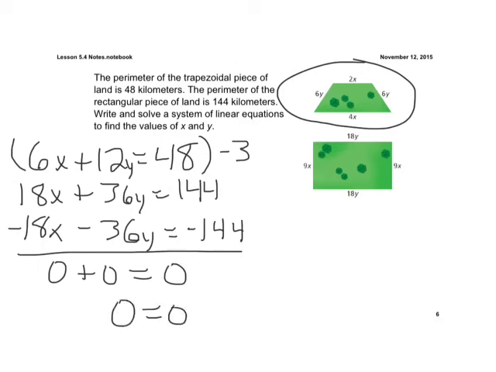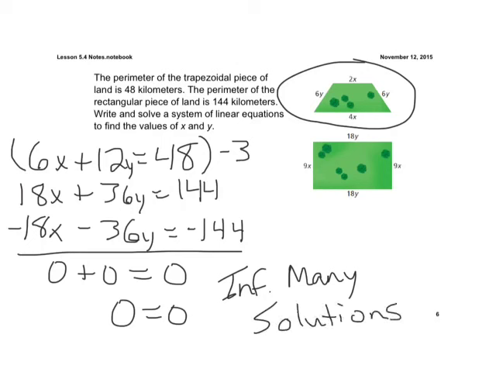Remember when we said 0 equals 0? That's a true statement. We are going to have infinitely many solutions. What that means is you can plug in any number for x and y, and these are always going to be true. Okay, it's always going to be a trapezoid, always will be a rectangle. Infinitely many solutions. True statement.